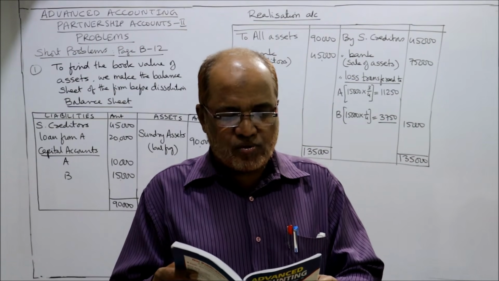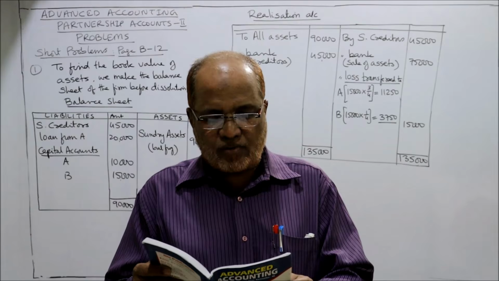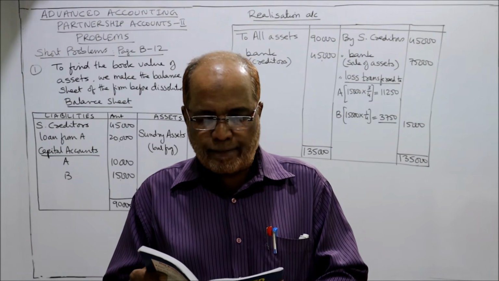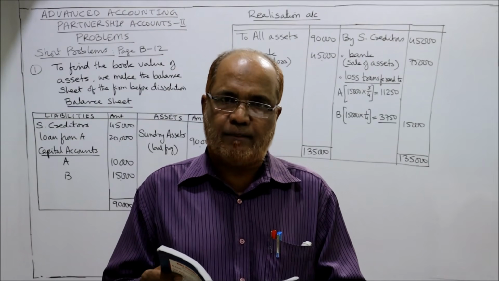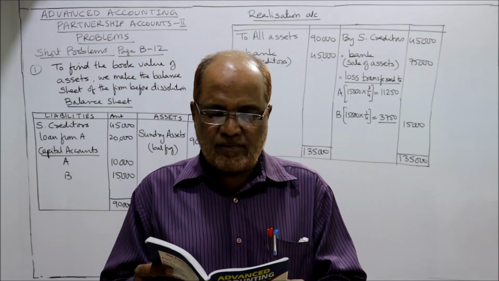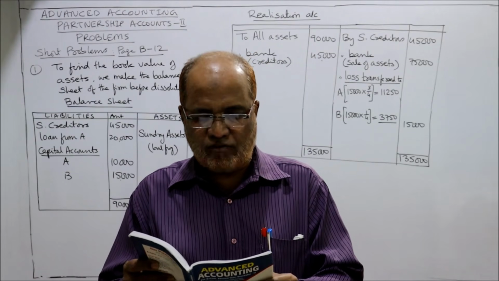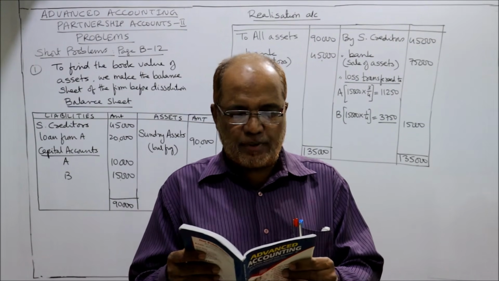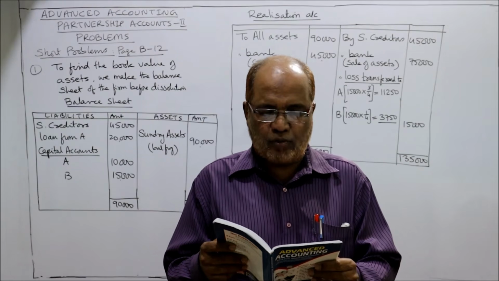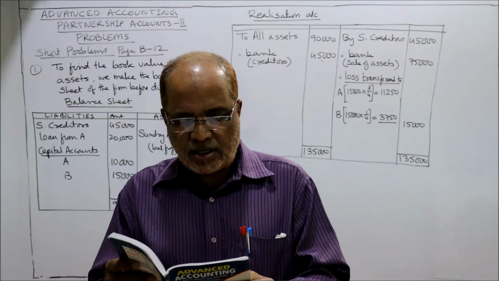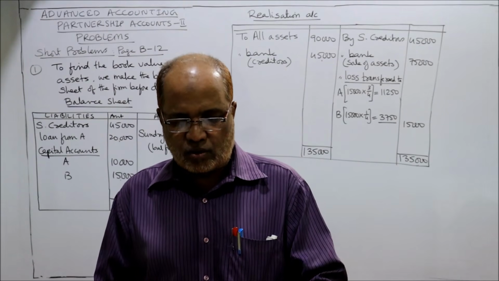The liabilities were as follows: sundry creditors 45,000, loan from A 20,000, A's capital, B's capital. That means the liability side is given. On the liability side we have sundry creditors, loan from A, and capital of A and capital of B. They share profits and losses in the proportion of A 3/4, B 1/4. 3:1 is the profit sharing ratio. Show the realization account.